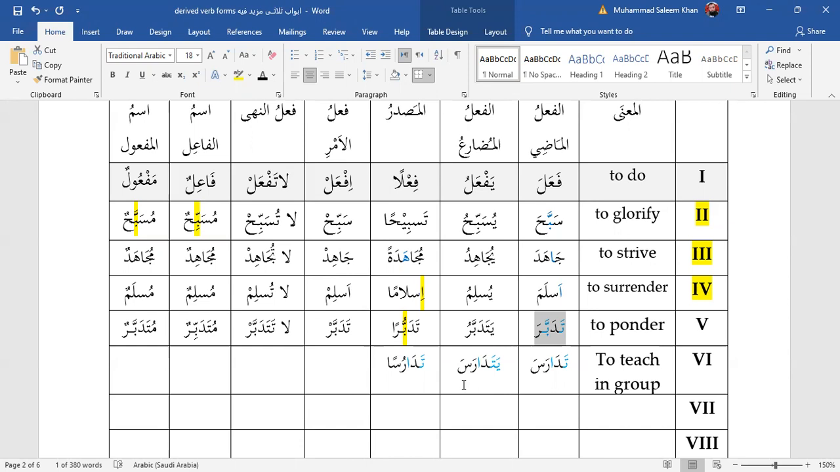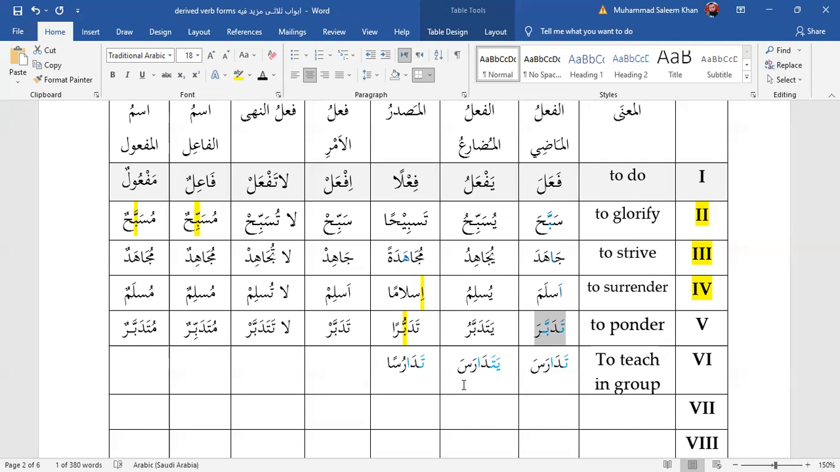But sabbaha is continuity. If someone is glorifying Allah subhanahu wa ta'ala continuously, it includes continuity, to do something repeatedly. So as I told you, one is intensity, then continuity, and then the third one, which is the most common, is to cause someone to do something.